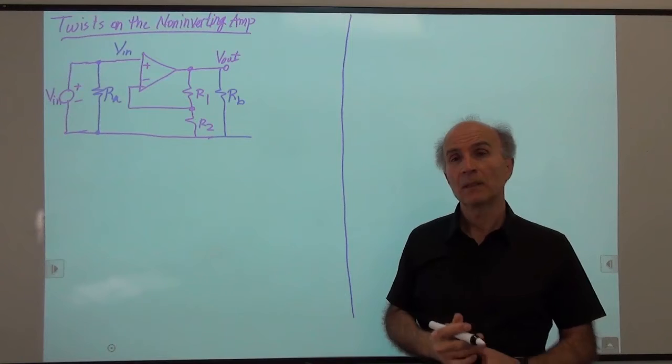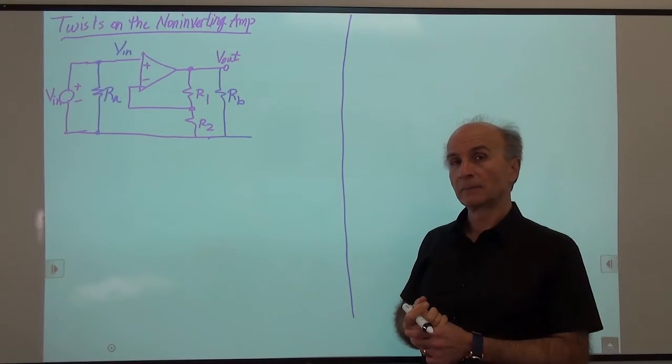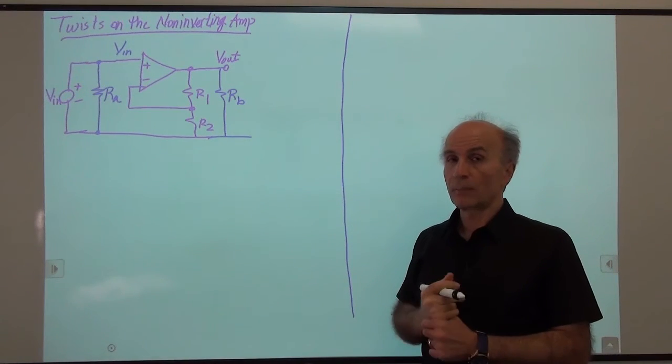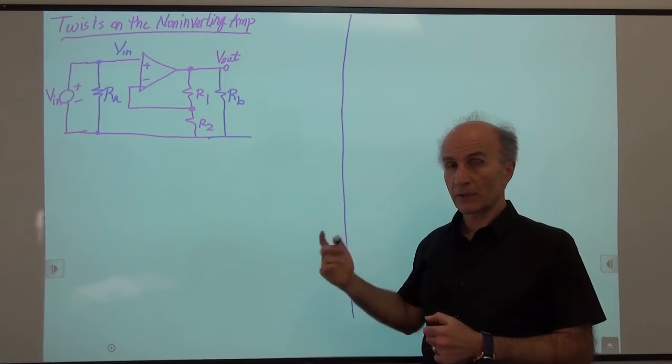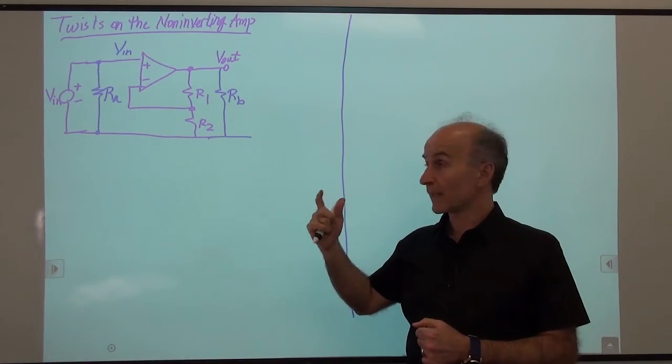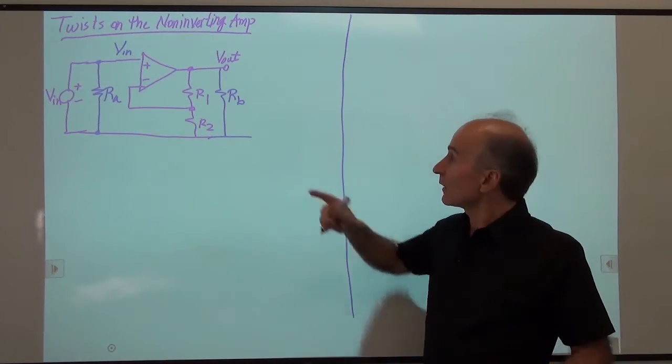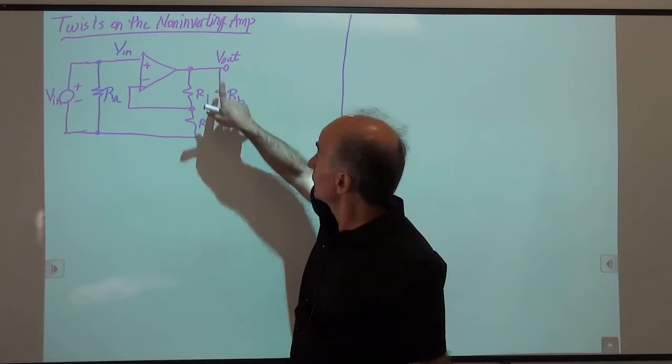Does RB change the results? No, because RB is like the resistor we saw before when we replaced R1 with 0. In any case, RB is connected from the output to ground.